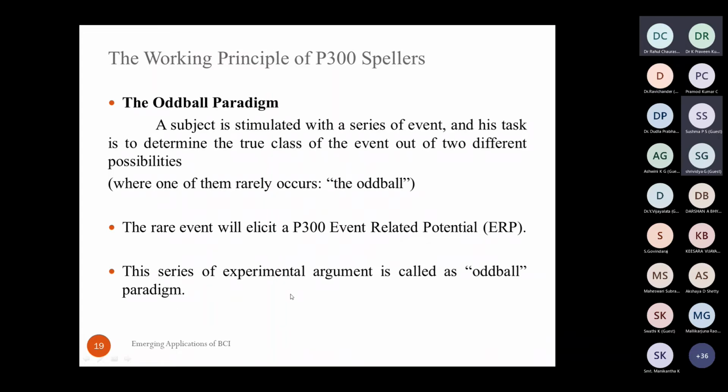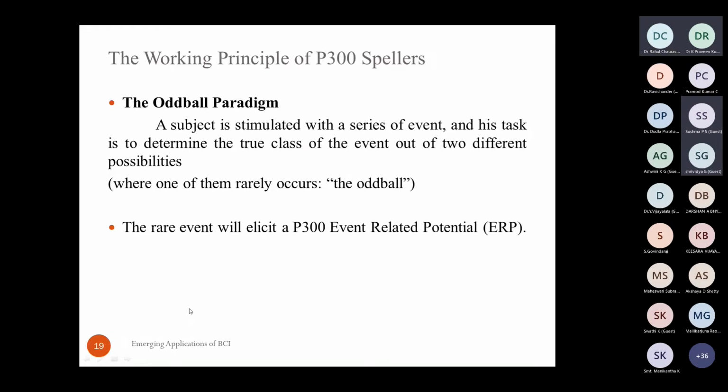So suppose you are showing a person lot of cricket balls, and suddenly you show him one football. Suppose out of 10 there is only one football. So the probability that you will show him the football is 1 by 10. So that probability is less. So that is the rare event. The rare event will generate P300 ERP in the signal in the brain of the person. The more frequent one will not generate any response.